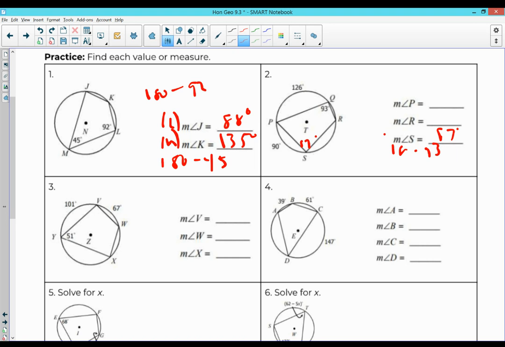Okay, so now angle S intercepts arc PQR. So I would do 2 times 87, which is 174. Is it? 160 plus 14, 174. Then I do 174 minus 126 to get 48 here.